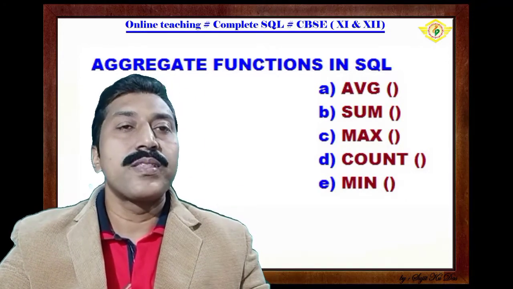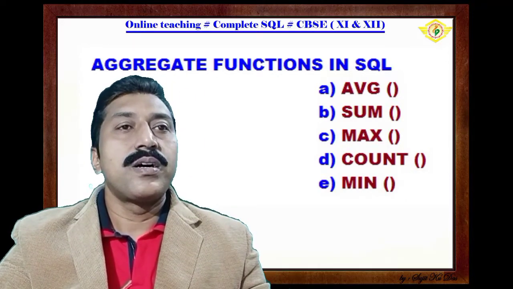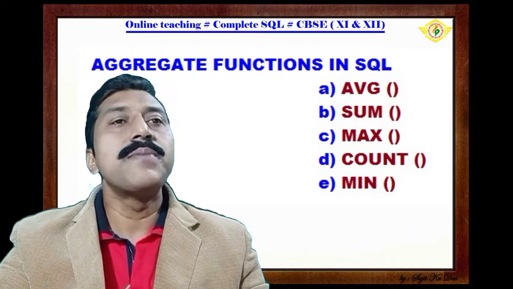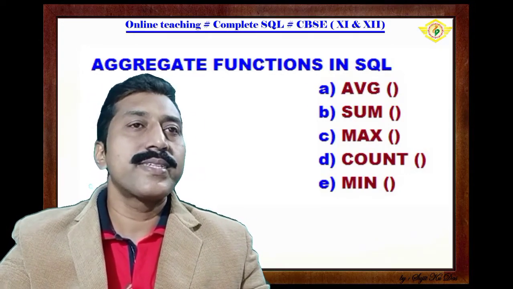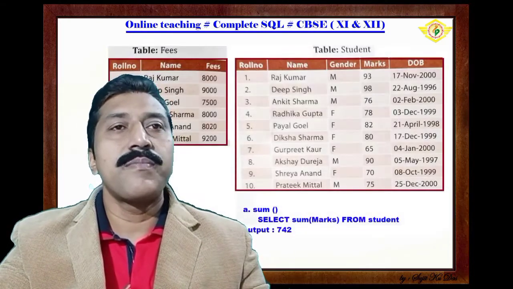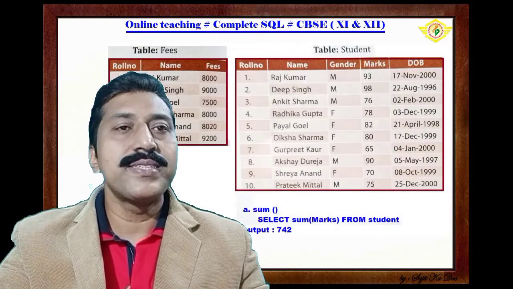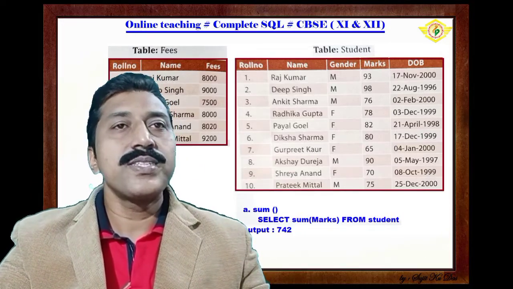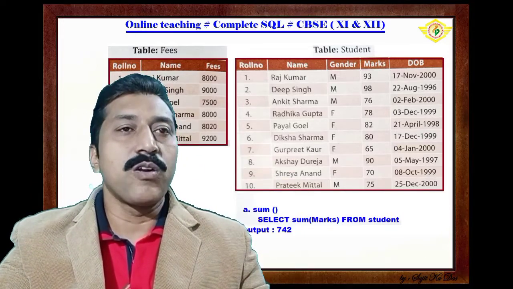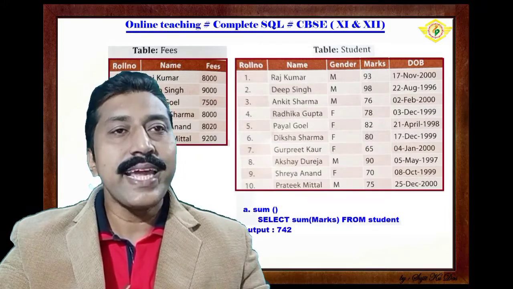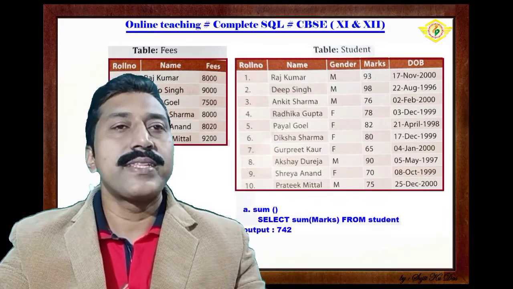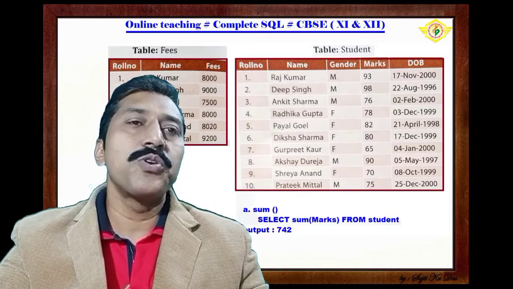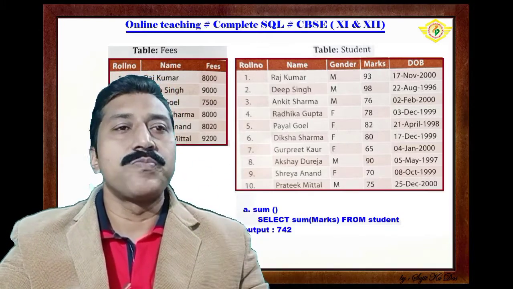Let us see the first one. Few are there: average, count, sum, minimum, max. So let us discuss. Two tables I am writing here, one is student, one is fees. Let us discuss the first, the sum. The sum function returns the total sum of a numeric column. How to write? Select sum, within brackets write the field name, suppose marks, from table. Automatically it will show you the result 742.